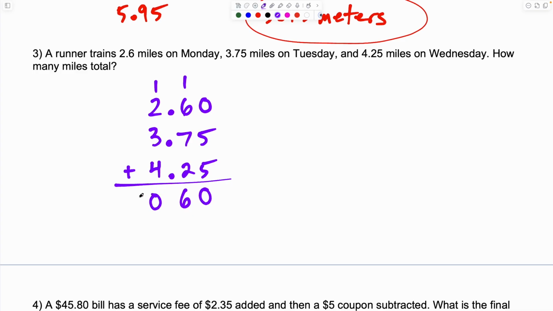So I have a 10 here, and I'm just going to bring down the decimal here. Okay, the decimal is lined up nicely like this. So we're going to have 10.60. But this 0 is just a placeholder here. So at the end, I could say 10.6 miles. That's the number of miles that the runner trained.